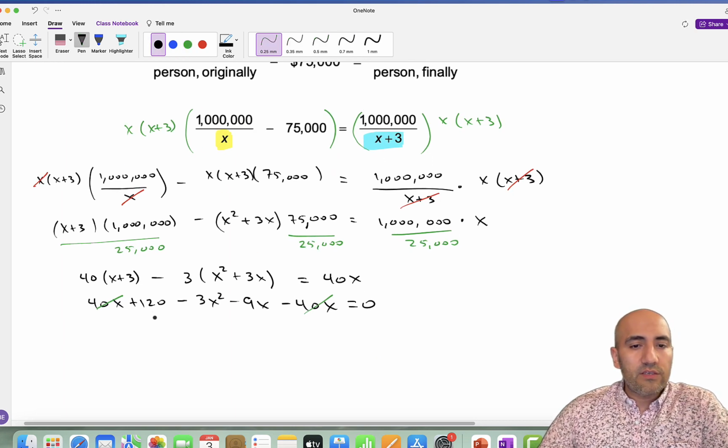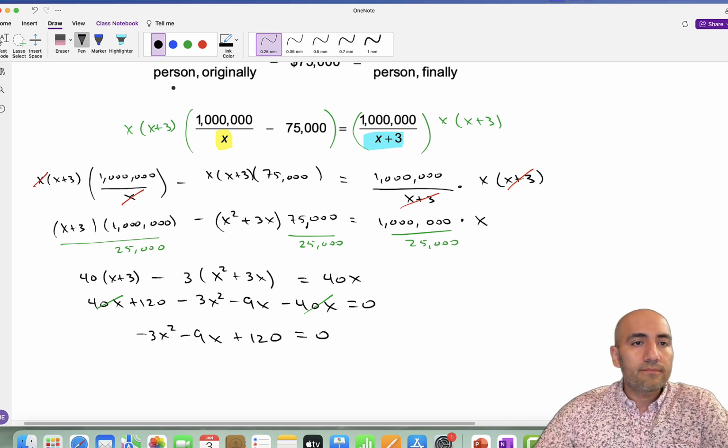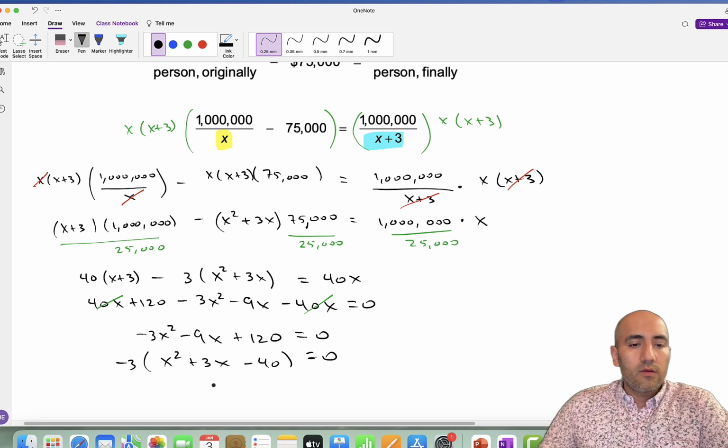So I'm going to move these around. I end up with a minus 3x squared minus 9x plus 120 equals 0. I'm going to factor out this minus 3. Minus 3 times, I end up with x squared plus 3x minus 40 equals 0. Okay, and now we have a trinomial here.